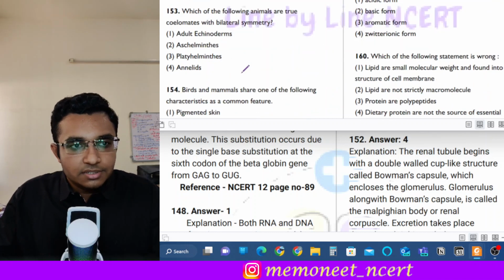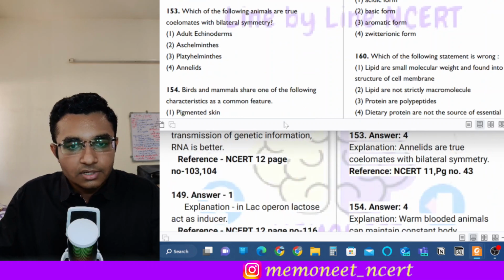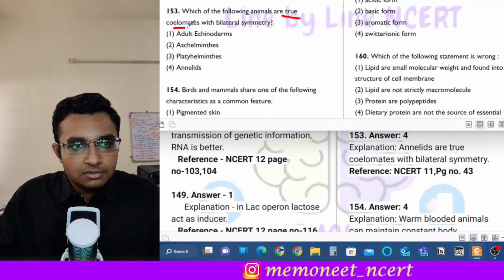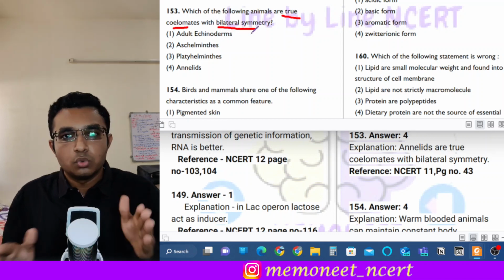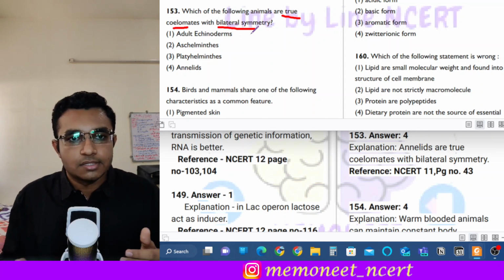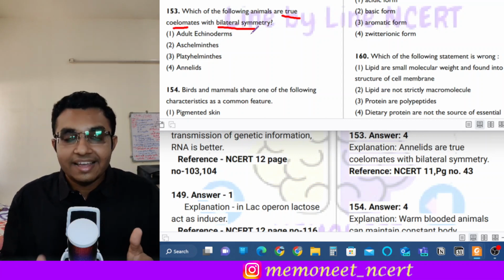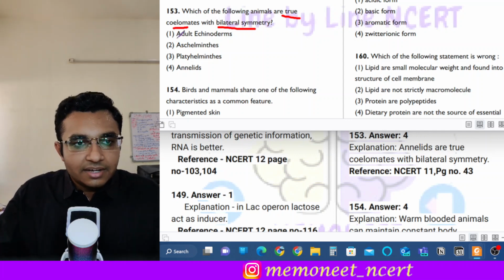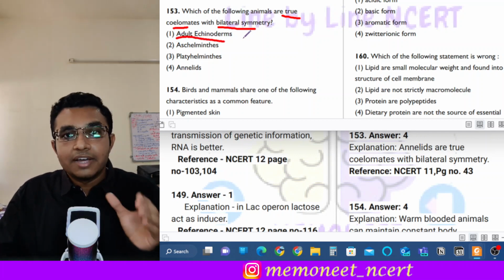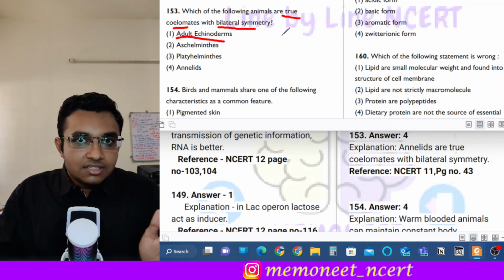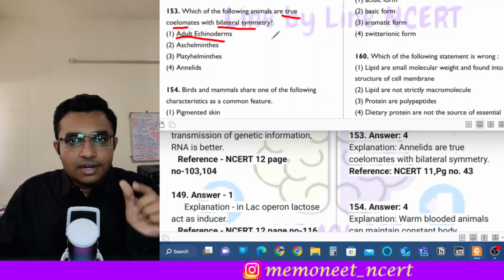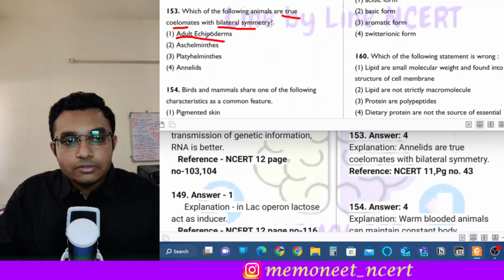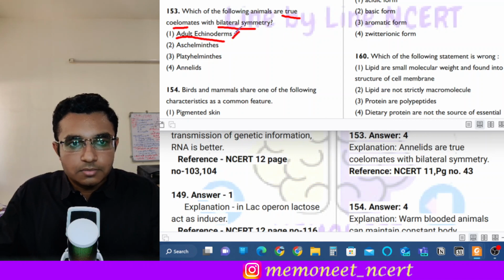The next question is question 153. That is, which of the following animals are true coelomates with bilateral symmetry? Now see, there are two characteristics which should be present in one organism. First of all, it should be true coelomate, and another is it should have bilateral symmetry. First of all, let us see adult echinoderms. Okay, now as we know, in the phylum Echinodermata, the larval stage has bilateral symmetry. They are worm-like, but the adult echinoderms, they are radially symmetrical. They are not bilaterally symmetrical. Okay, so this option is wrong.